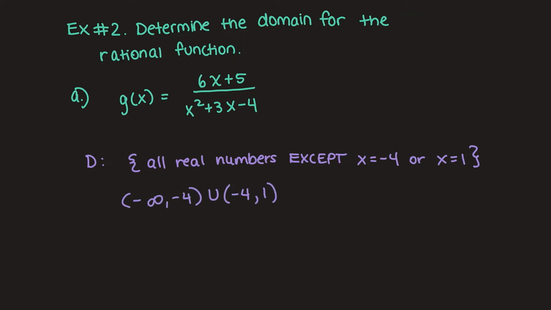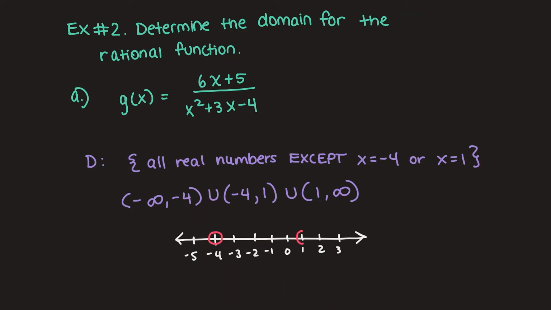And our interval notation will be the following. So it might help to draw a number line for the domain. We would have open circles at negative 4 and 1 since we can't include these values, and we shade everything else.